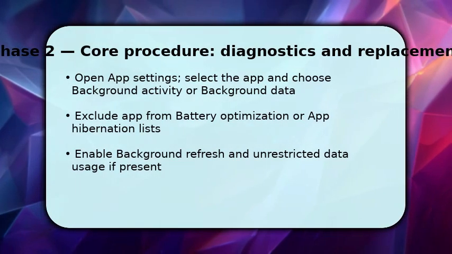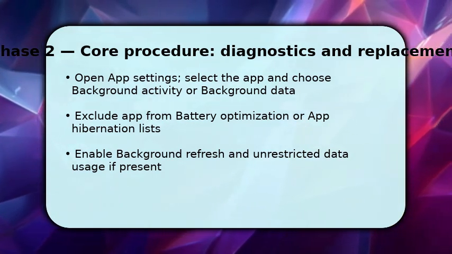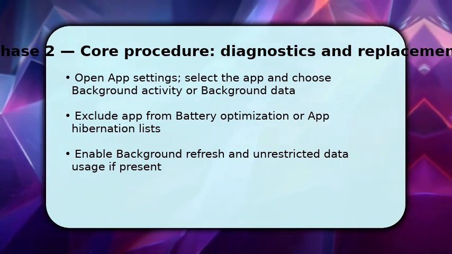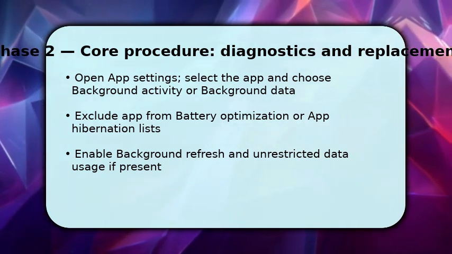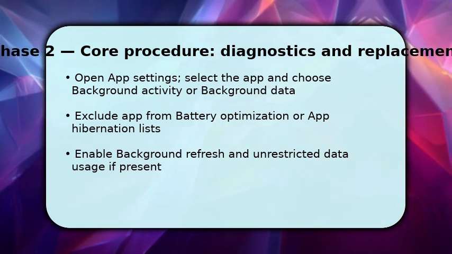Next, you dive into the targeted app settings. Open Settings, Apps, pick the app, and enable background activity or background data so it can run when not visible. Then exclude it from battery optimization. On Android, tap Not Optimized, then All Apps, and choose Don't Optimize.